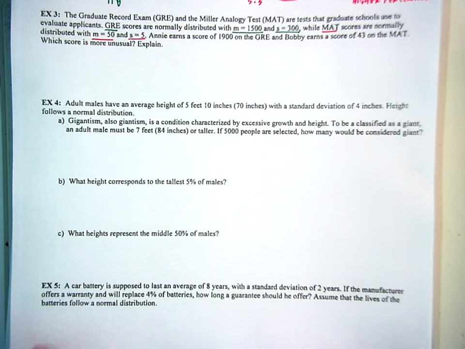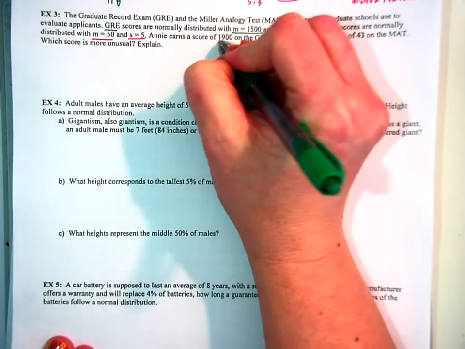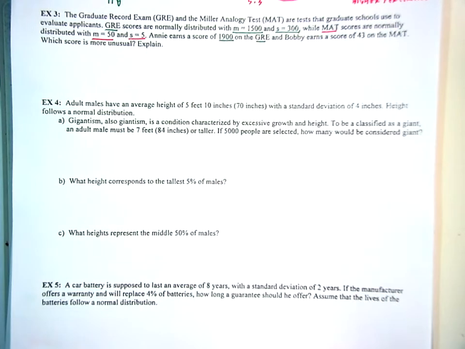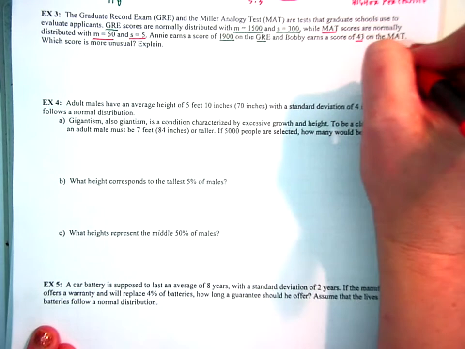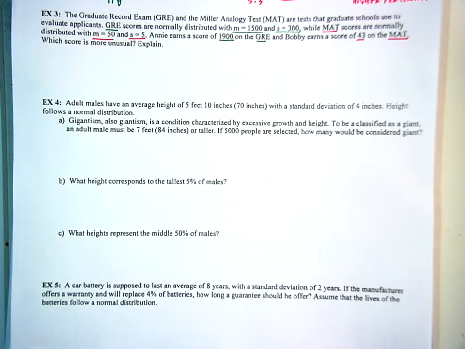So let me just underline that. We're looking at Annie and her score of 1,900 on the GRE, and Bobby, who earns a score of 43 on the MAT. So again, if I'm trying to answer who did better, which score is more unusual, I need to take it to a Z-score because I need to level the playing field. I need to look at these 2 distributions with the same units. Right now they have very different units for the GRE and the MAT. So we want to strip away those units and look at it as a Z-score. So which score is more unusual? That's the question we're trying to answer.